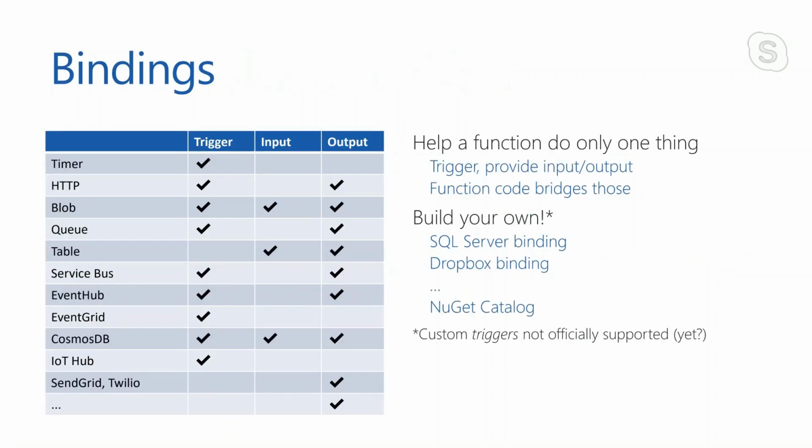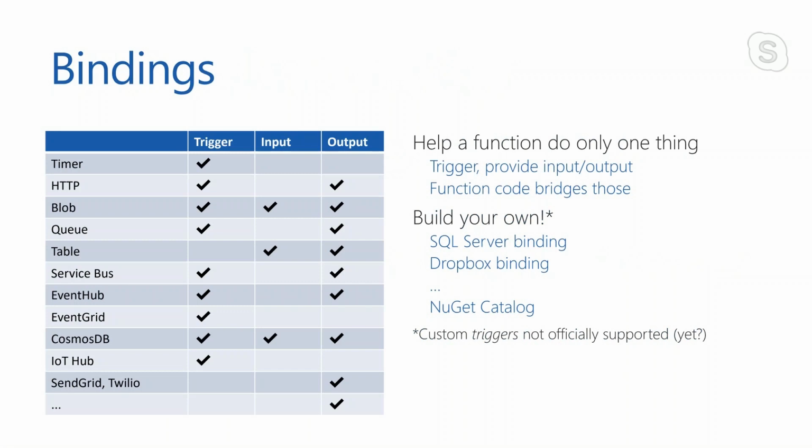Now, talking with input and output can be done using bindings. We've already seen in this presentation the timer trigger binding, which is an attribute that we add and that the function's runtime will use to trigger our function at a specific interval. There's also an HTTP trigger binding. So when an HTTP message comes in, our function will run in response to the fact that an HTTP message came in.